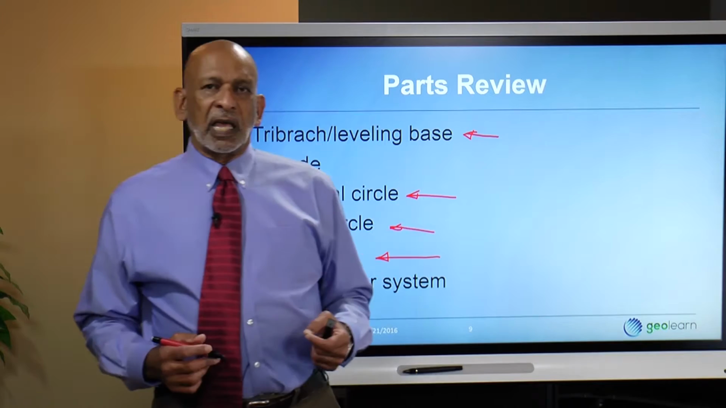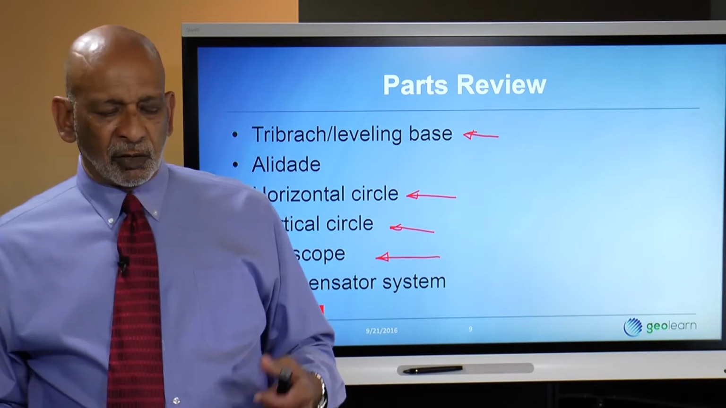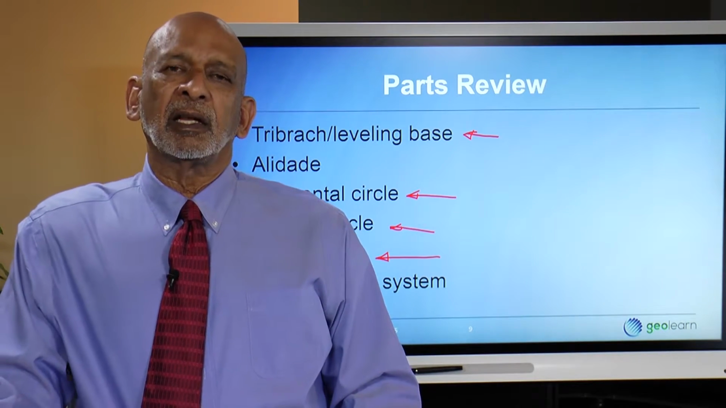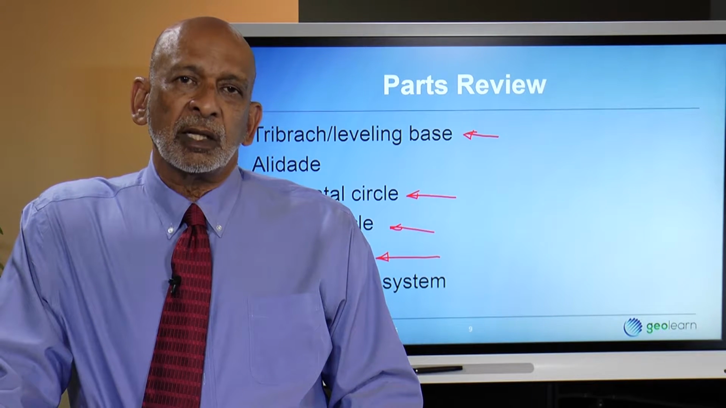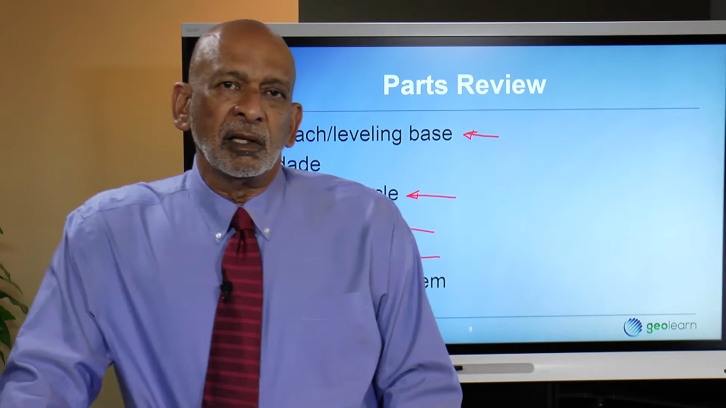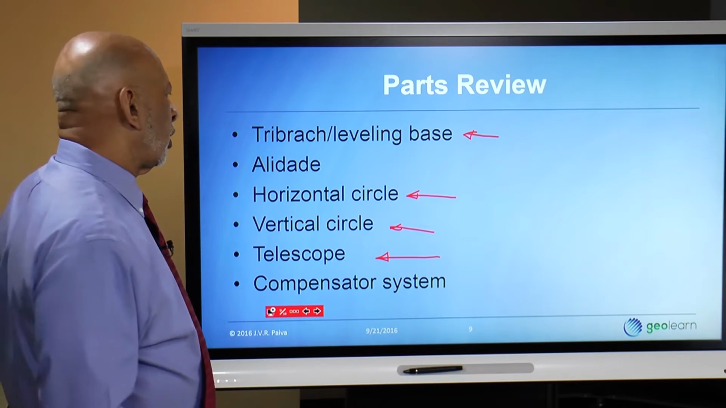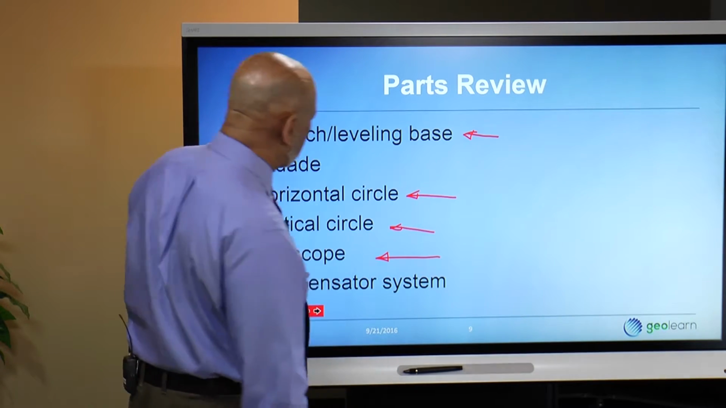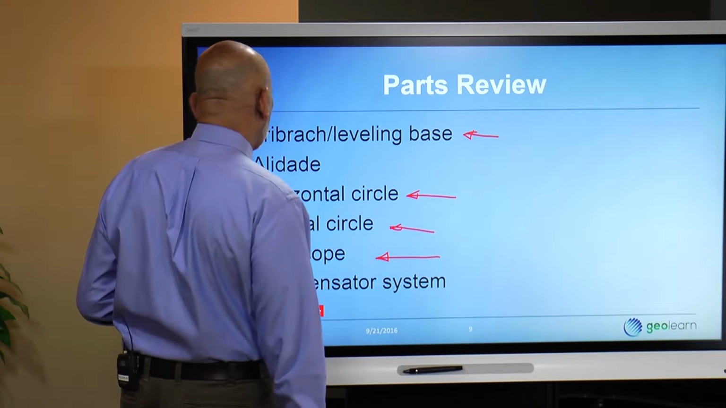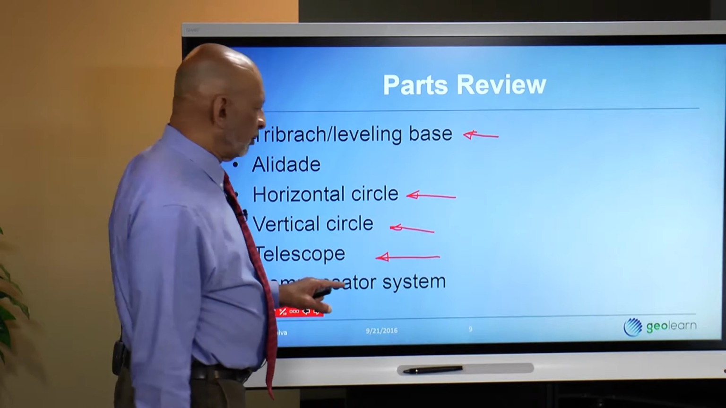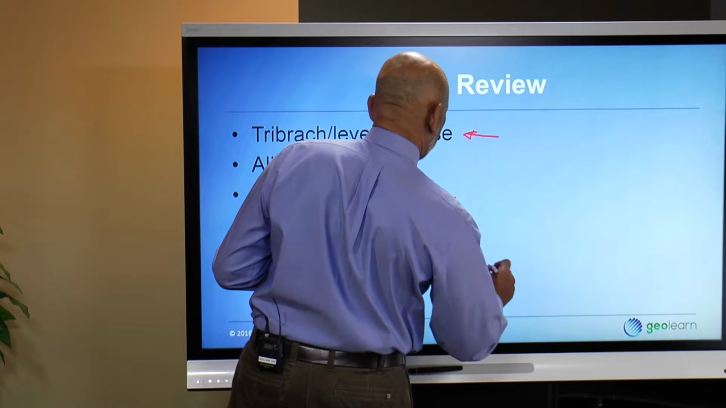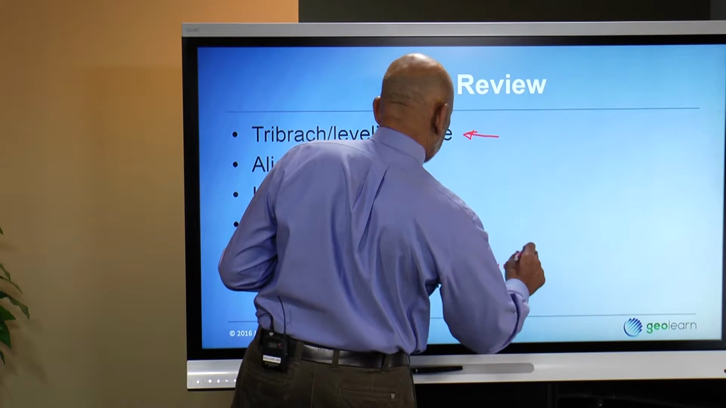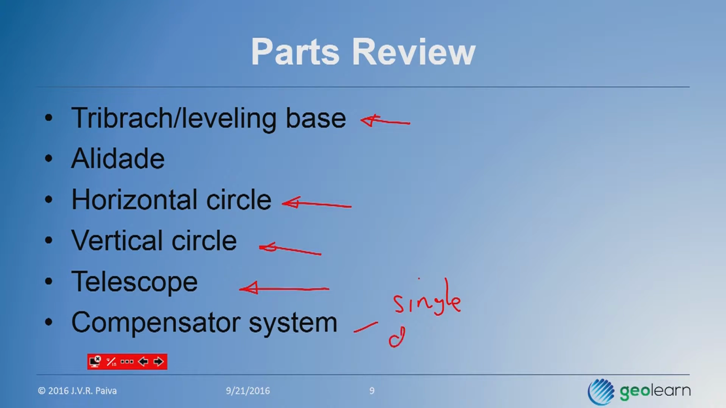Well, as it turns out, if you're sensing gravity and you can improve the vertical angle accuracy, you can also improve horizontal angle accuracy. So it's no longer called a vertical circle compensator, it's simply called a compensator system. And we have two types then. We have a single axis system and a double axis system.